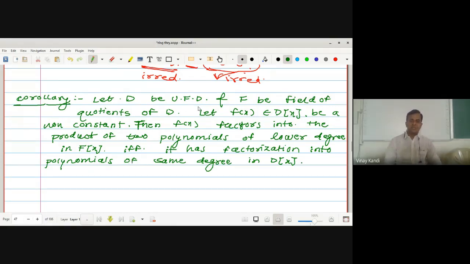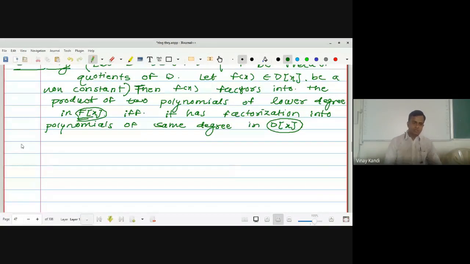Let D be the unique factorization domain and F be the field of quotients of D. And if small f of x belongs to capital D of x, be the non-constant polynomial, हे तुम्हाला इथपर्यंत काय तुमचा given आहे सगळं. Okay, then f of x is factored into the product of two polynomials of lower degree in capital F of x. तर याच्यामध्ये जर तुम्हाला फॅक्टरायझेशन मिळत असेल, if and only if काय असेल, it has factorization into the polynomials of same degree in D of x. ओके, जर त्याचे फॅक्टर्स ह्याच्यामध्ये मला जर मिळत असतील, त्याचे फॅक्टर्स कशामध्ये मिळायला पाहिजे मला, या डी ऑफ एक्स मध्ये पण सेम डिग्रीचे मिळायला पाहिजे. ओके, now look at the only if part.